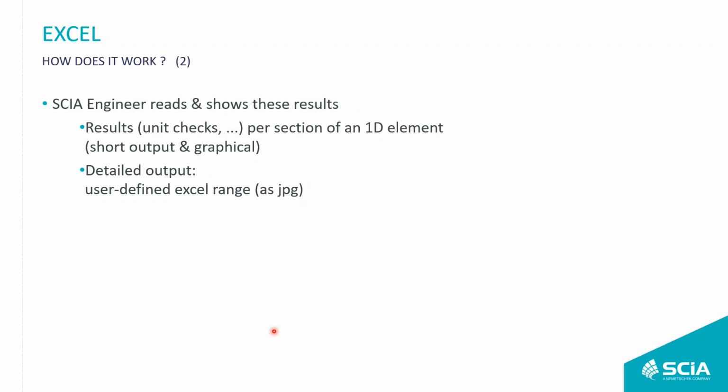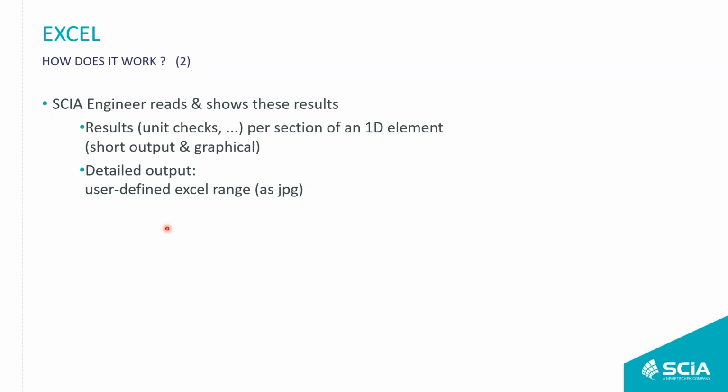SCIA Engineer will then read the results from the Excel and show it in a numerical and graphical output. So it can do it numerically and graphically, and it can also show a detailed output, and in this case it will show a user-defined Excel range. So we as a user, we are going to say this range must be shown, this range from Excel will be shown when we ask the detailed output in SCIA Engineer.